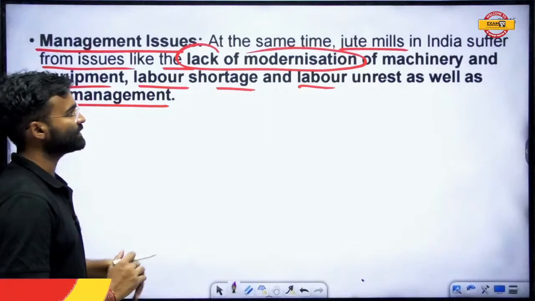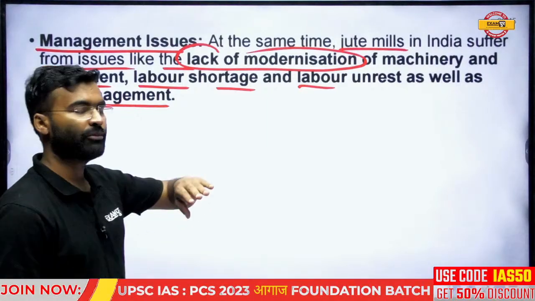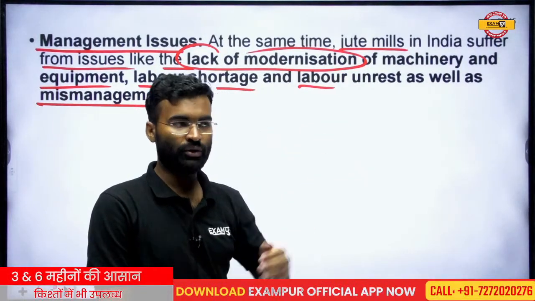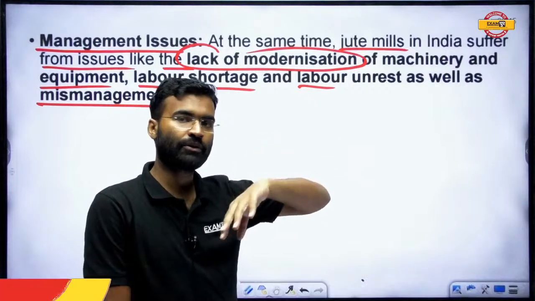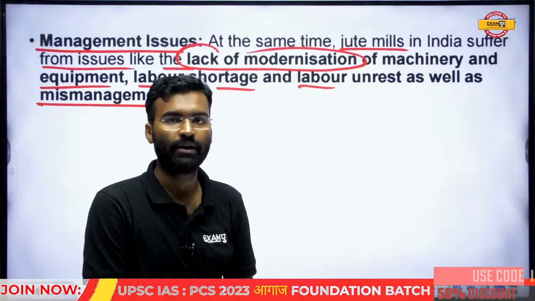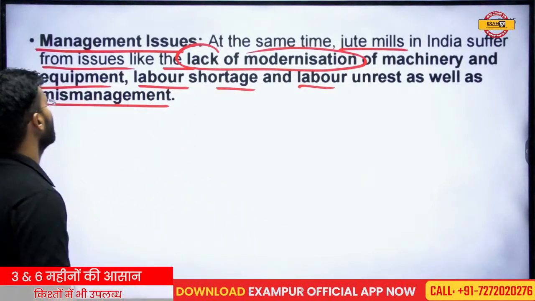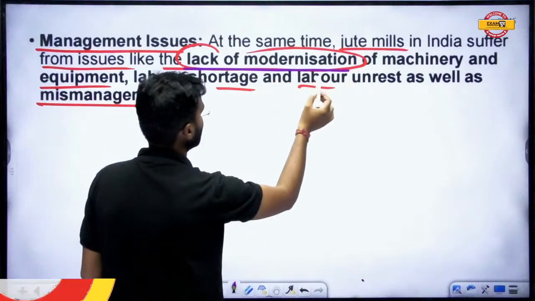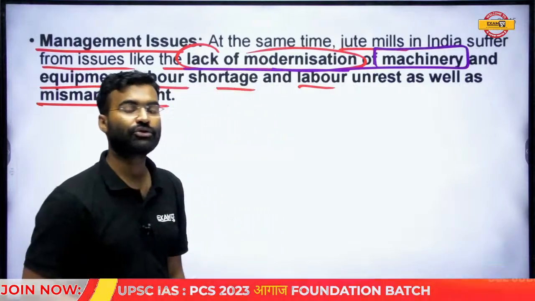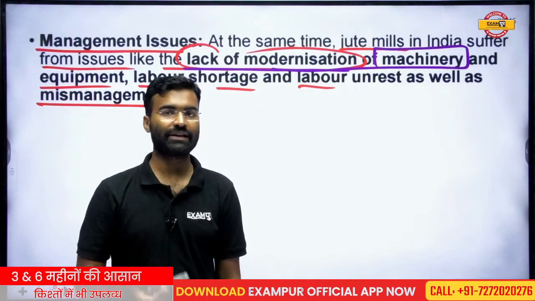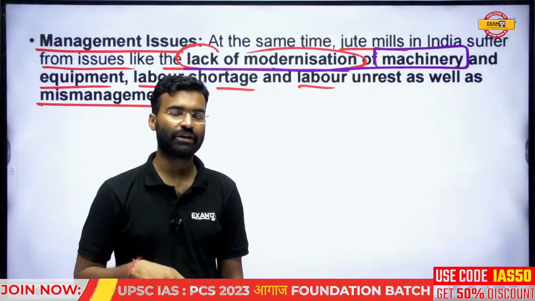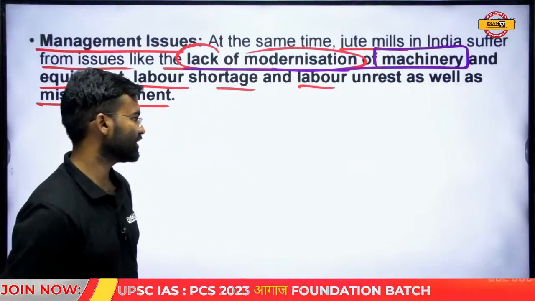You have to do innovation in that particular sector. If you are using the same machinery that you were using 50 years ago, how can you imagine that your production will be high? It is impossible. So there is a lack of modernization in the machinery. We should focus on the innovation. We should focus on research and development in the machinery sector. And we should purchase machinery from other countries or developed nations.